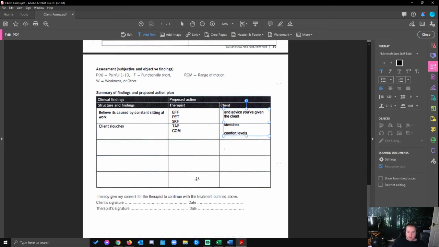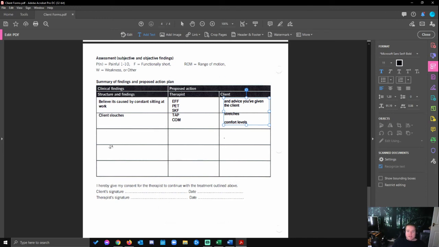And then to finish off the consultation forms, you read this all back to the client. So you literally explain everything that you've just worked out. So what you think the problem is. You then tell the client what the techniques are that you're going to use. You're then going to go over anything that you've put in this client column.